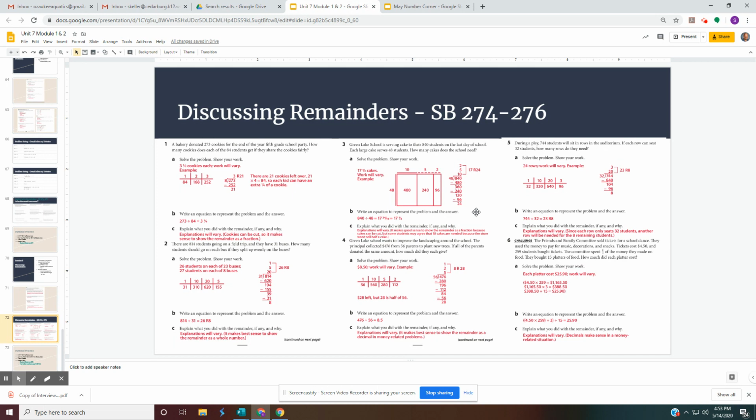cakes to serve everyone, and we have to use our remainder because every student is going to get a piece of cake, right? So we either need 17 and a half cakes, or 18 cakes would be appropriate as well.